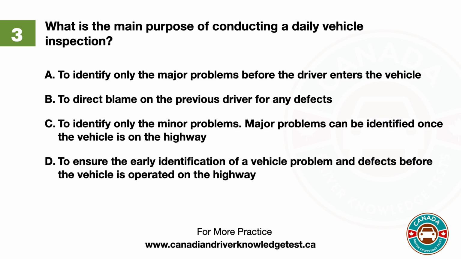Question 3. What is the main purpose of conducting a daily vehicle inspection? A. To identify only the major problems before the driver enters the vehicle. B. To direct blame on the previous driver for any defects. C. To identify only the minor problems. Major problems can be identified once the vehicle is on the highway. D. To ensure the early identification of a vehicle problem and defects before the vehicle is operated on the highway. The answer is D. To ensure the early identification of a vehicle problem and defects before the vehicle is operated on the highway.